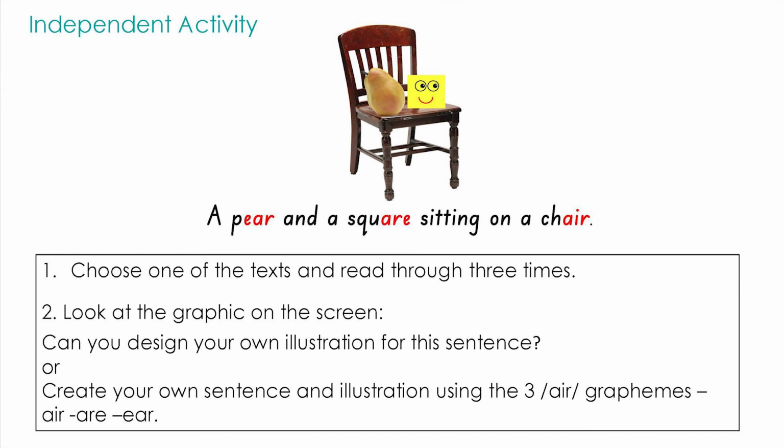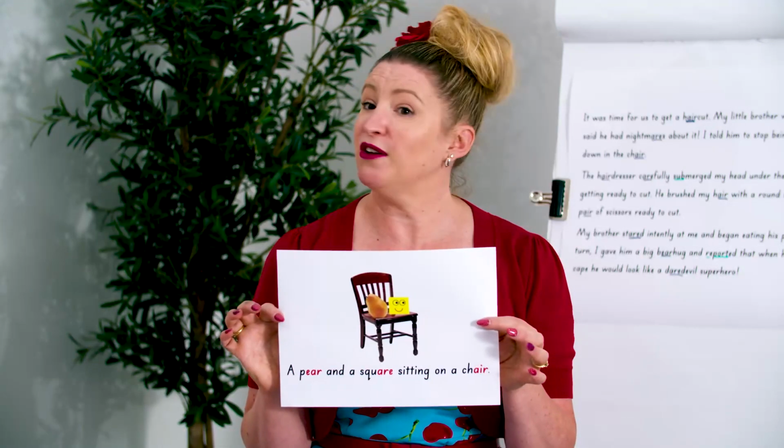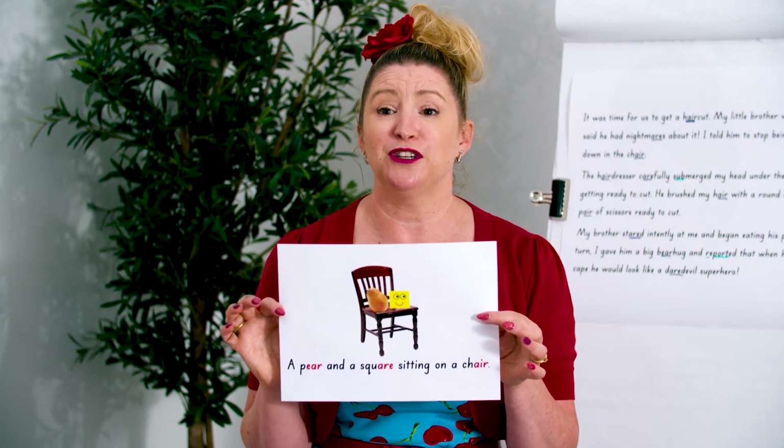You also need to make sure that you read the 2 reading passages or pick one reading passage to read. There'll be 2 for you to choose from. So pick a reading passage, read it 3 times, and then work on illustrating this sentence to remember all the AIR graphemes, or create and illustrate your own AIR sentence to remember all the graphemes. Because remember, no rules, we just have to read and write it lots of times to make it stick.